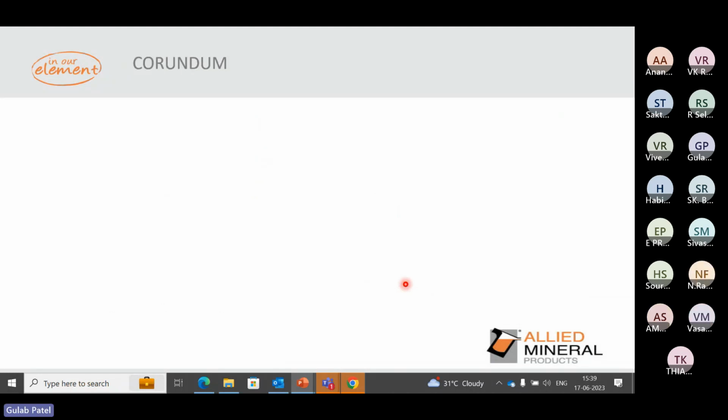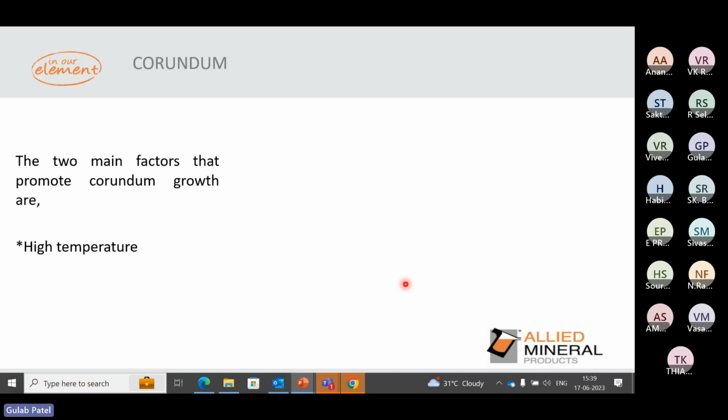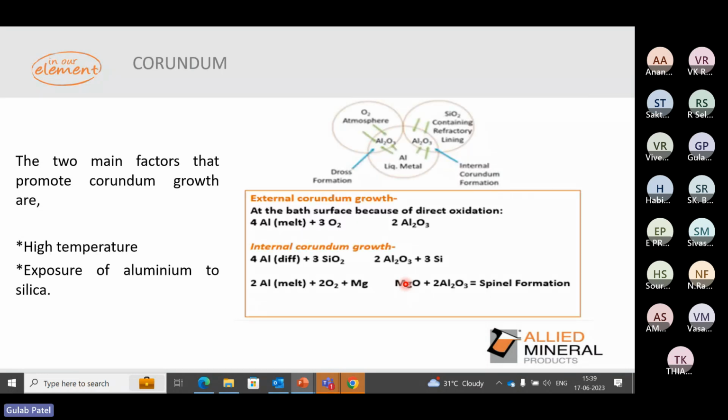When we are going to deal with corundum, what are the possible factors we have to consider in the refractory castable system? There are two main factors. One is the high temperature. Then there is the exposure of the alumina to the silica. How does this affect things? You can see there are two kinds of corundum growth that happen. One is the external corundum growth, which is by default the operational part, where the aluminum needs the environmental oxygen and that forms the aluminum oxide.